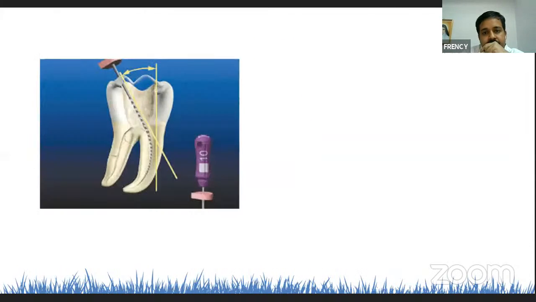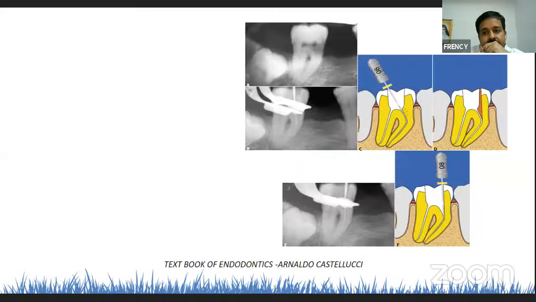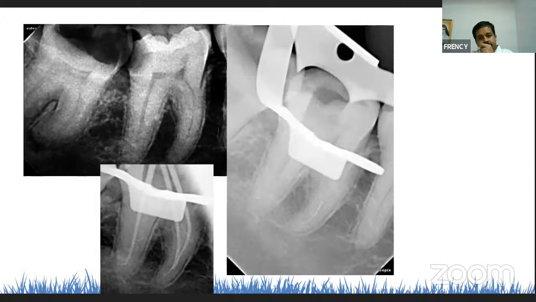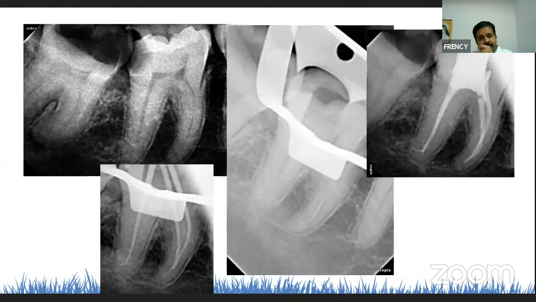So this is the picture. Your file should come in such a way, otherwise it may cause unnecessary stress on the instrument. In one case where my access cavity and coronal flaring were not adequate, I separated one instrument. Luckily I could bypass and avoid it.